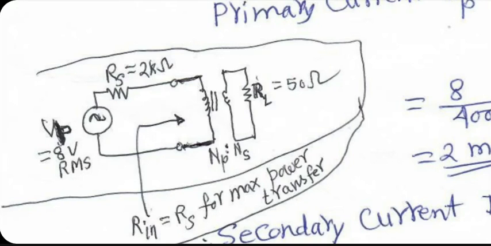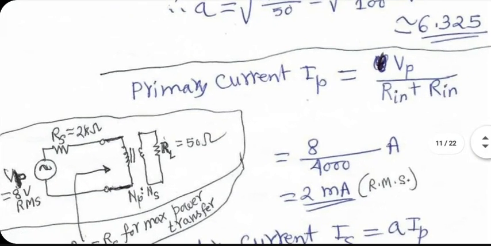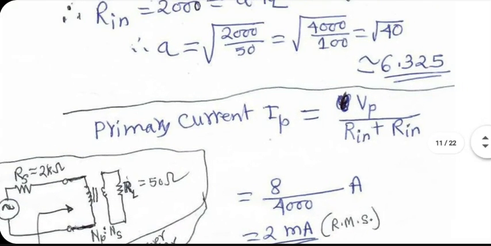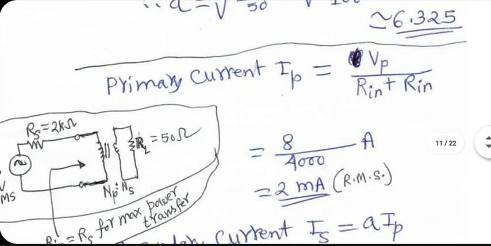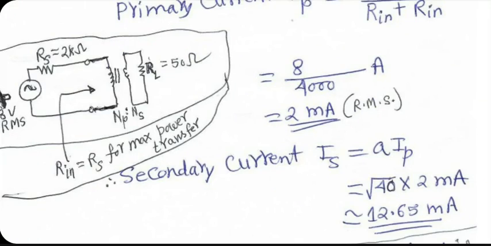So the total primary current will be Vp, which is 8 volt, divided by RS plus A square RL. And RS and A square RL are equal anyway. So Vp upon, I guess I am calling it Rin rather than RS. Fine. But Vp upon 2000 plus 2000, which is 8 upon 4000 ampere, which is 2 milliampere. That will be the primary current under this condition. Secondary current is A times Ip. We know that A is square root of 40. So approximately it works out to 12.65 milliampere.